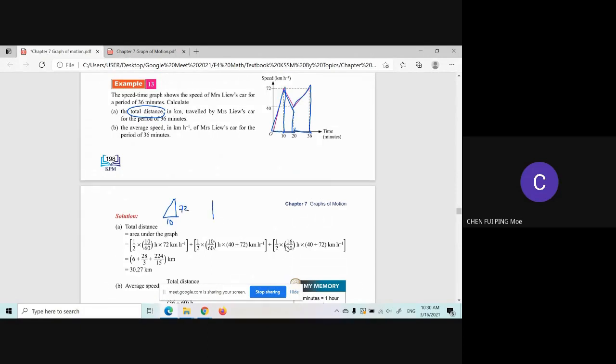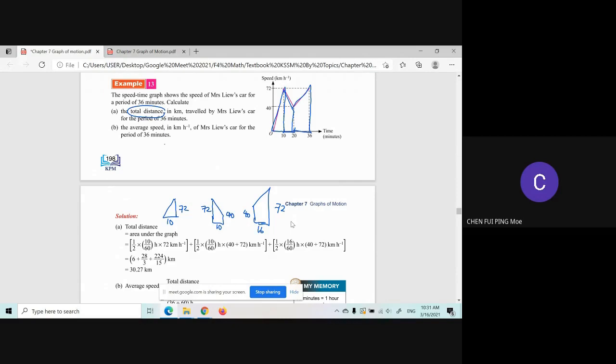For the second one, I think if you draw it out it will be better. Here to here is 10, here to here is 72, and the height for this one is 40. Then the last trapezium, here to here is 40. The length here is 36 minus 20, so you have 16. This height is 72. Then you can calculate the area.